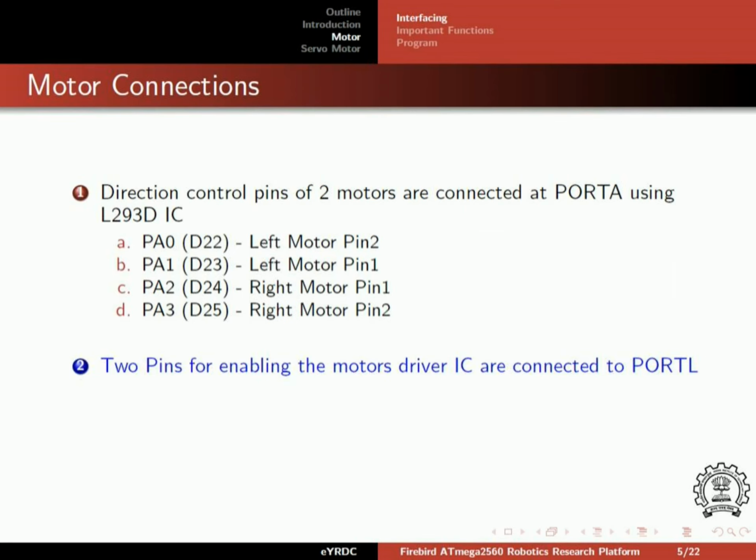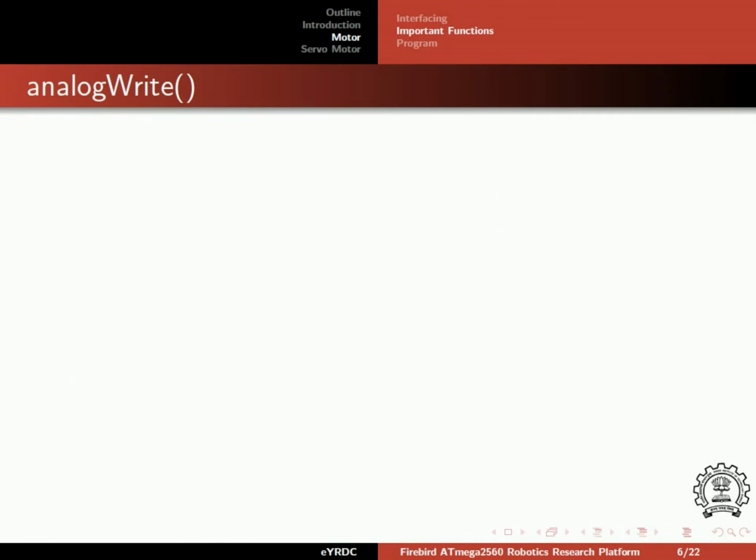Two pins for enabling the motor driver IC are connected on port L. Left channel enable and right channel enable, used to enable left and right motor, are connected to PL3 D46 and PL4 D45 respectively. Now let us understand function analogWrite.